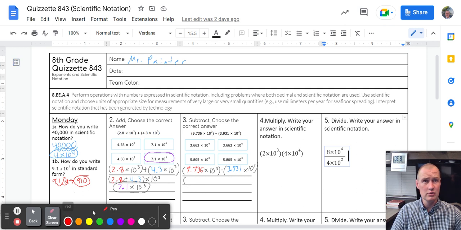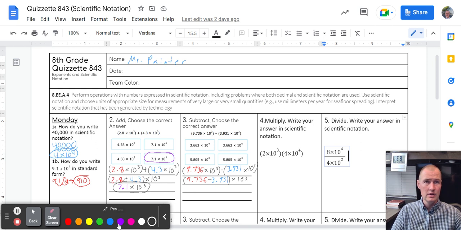Next step is we're going to go ahead and subtract it in its own parentheses. So we're going to take 9.736, subtract 3.931, close the parenthesis, times 10 to the third power only one time.